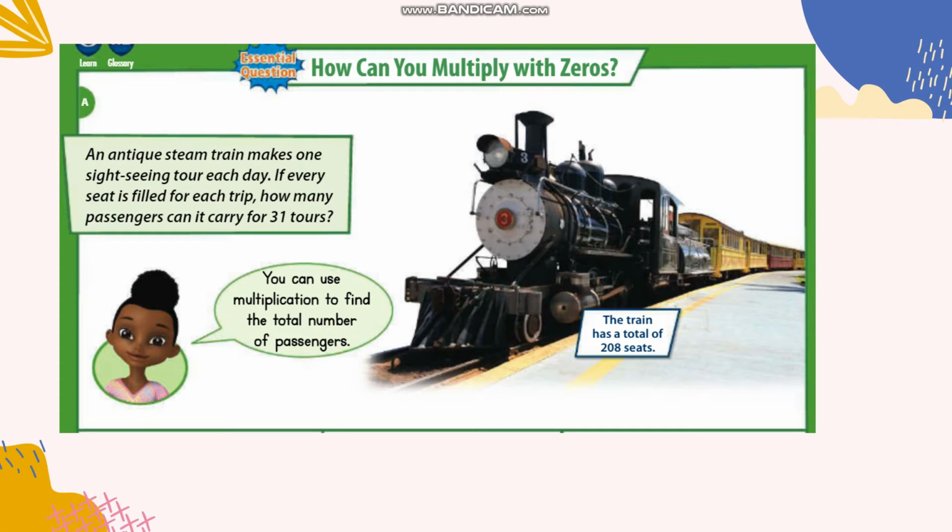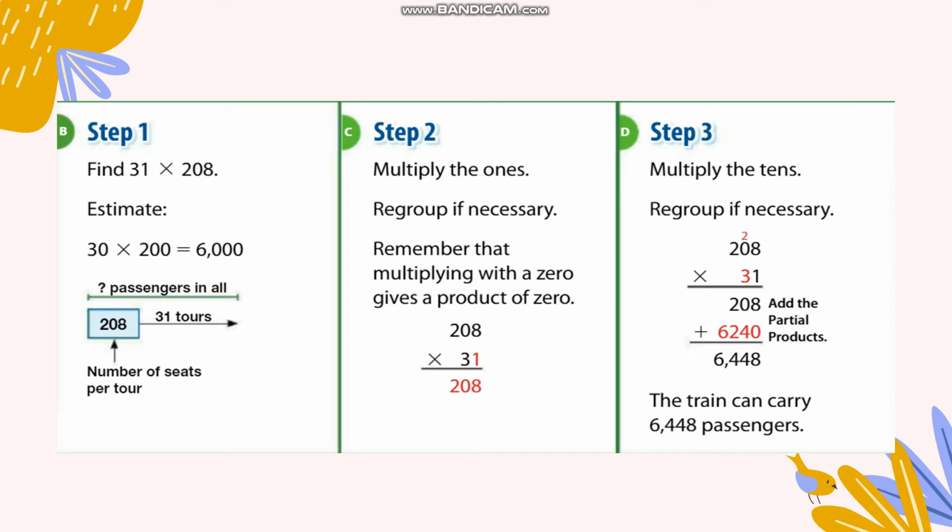How can you multiply with zeros? An antique steam train makes one sightseeing tour each day. If every seat is filled for each trip, how many passengers can it carry for 31 tours? Always remember that the train has a total of 208 seats. So what we are going to do is simply multiply 31 multiplied by 208, or 208 multiplied by 31.